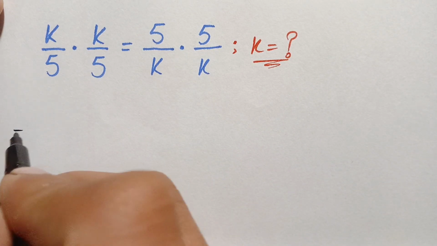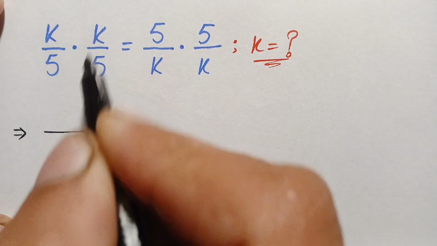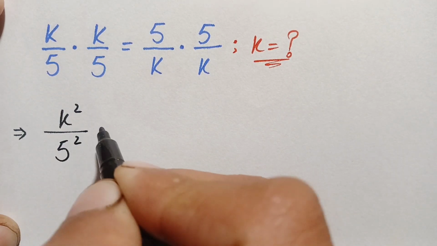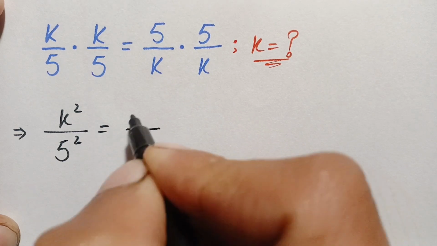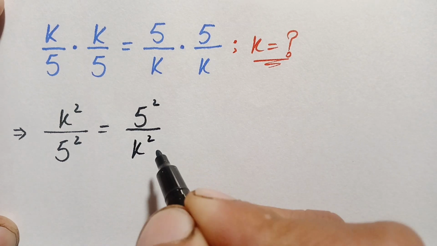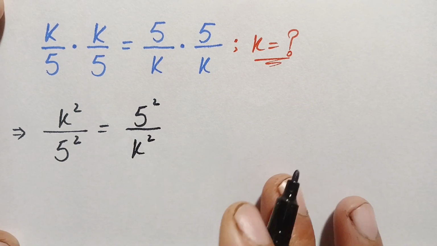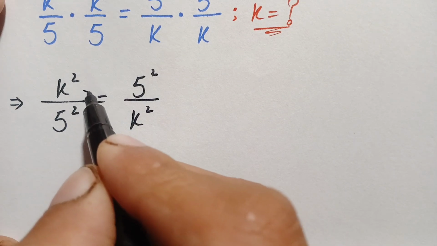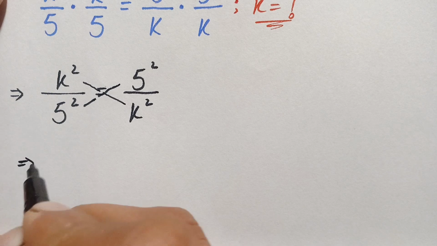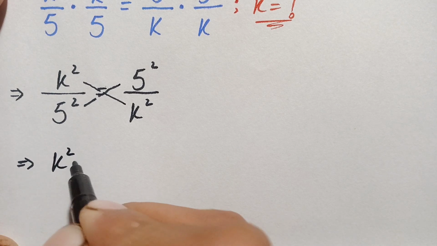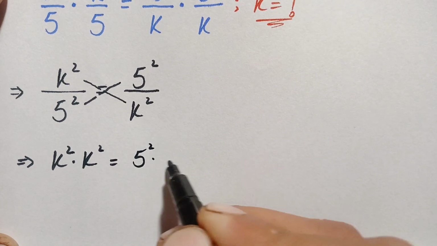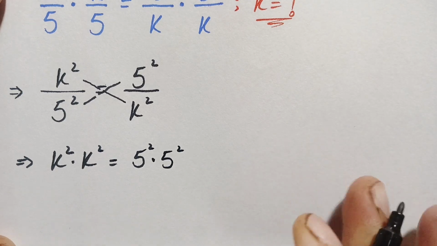So this equation will become, implies, k times k is k square divided by 5 times 5 is 5 square, is equal to 5 times 5 is 5 square, and k times k is k square. Now we will cross multiply these two. So you will multiply k square with k square and 5 square with 5 square. So from here we will get k square times k square is equal to 5 square times 5 square.